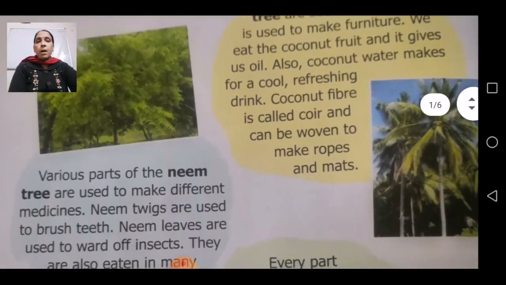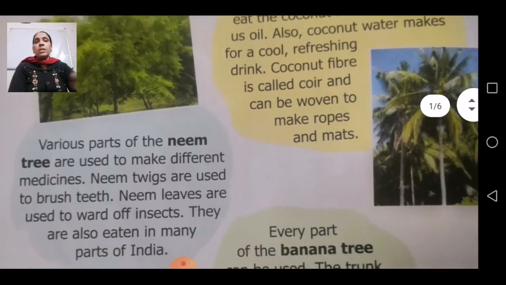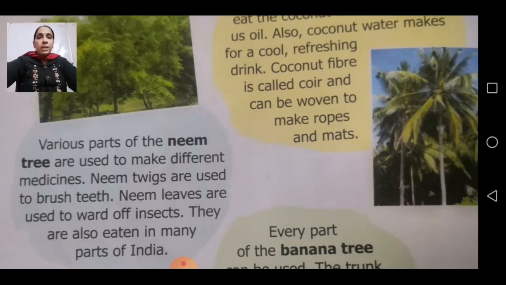Now various parts of the neem tree are used to make different medicines. First of all, the very important thing related to neem: different parts of the neem tree, like the leaf, the stem, and the bark, are all used to make different medicines. Neem is very good for our skin.